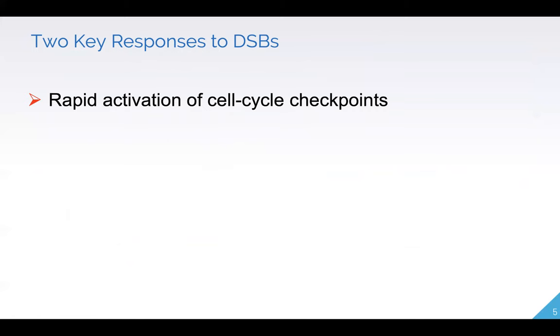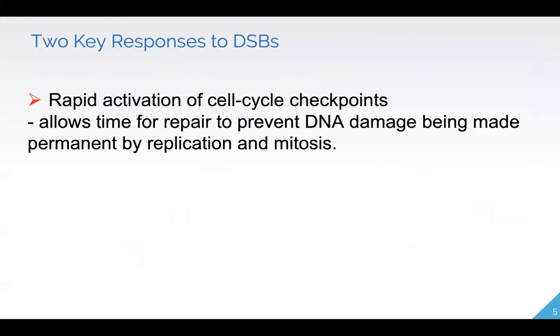There are two key steps in that process. The very first one is the rapid activation of cell cycle checkpoints. This is really critical because it gives the cells some time, depending on where they are in the cell cycle, which you've covered already in the cell cycle lecture. It gives the cells some time to repair the damage before they continue dividing. This is really critical for dividing cells. It's not as important in quiescent cells, which are by definition arrested, and so they have all the time there is to repair these lesions.